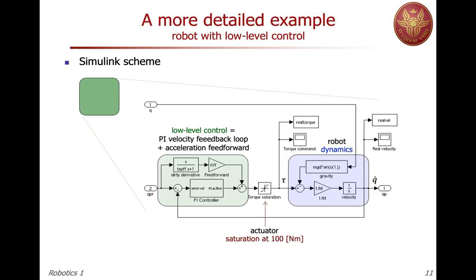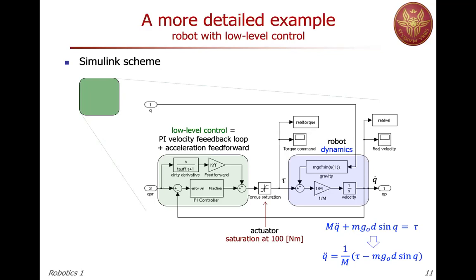In the blue blocks, you see a very simple representation of the dynamics of the robot. M is the equivalent inertia, which includes the inertia of the link and the inertia of the motor. The m g d sin(q) term is the gravity effect. Small m is the mass, g is the acceleration of gravity, 9.81 meters per second squared. d is the distance of the center of mass from the base of the joint, where the axis of rotation is placed. And this would be the model below.